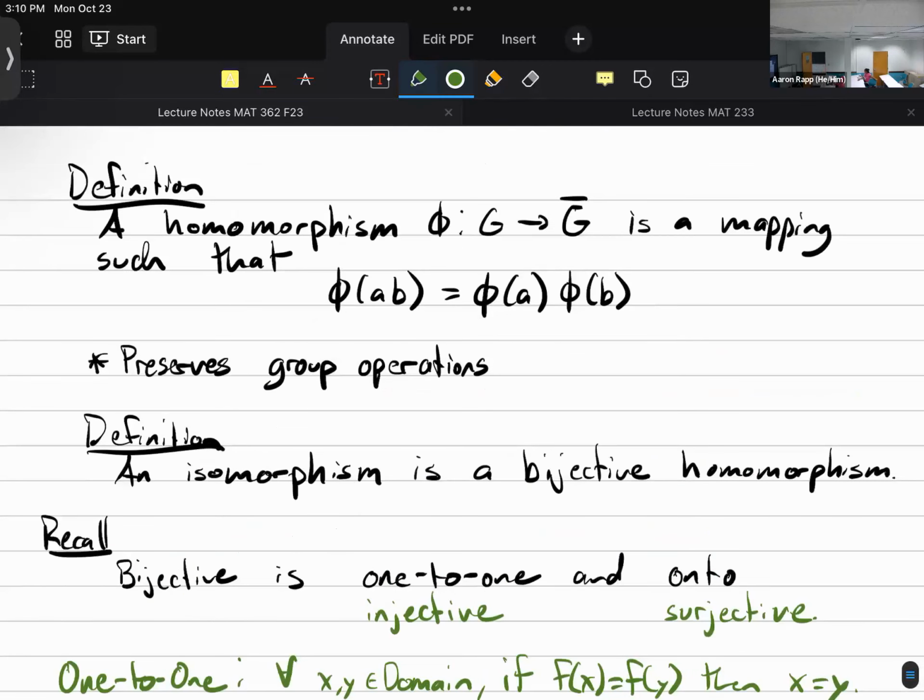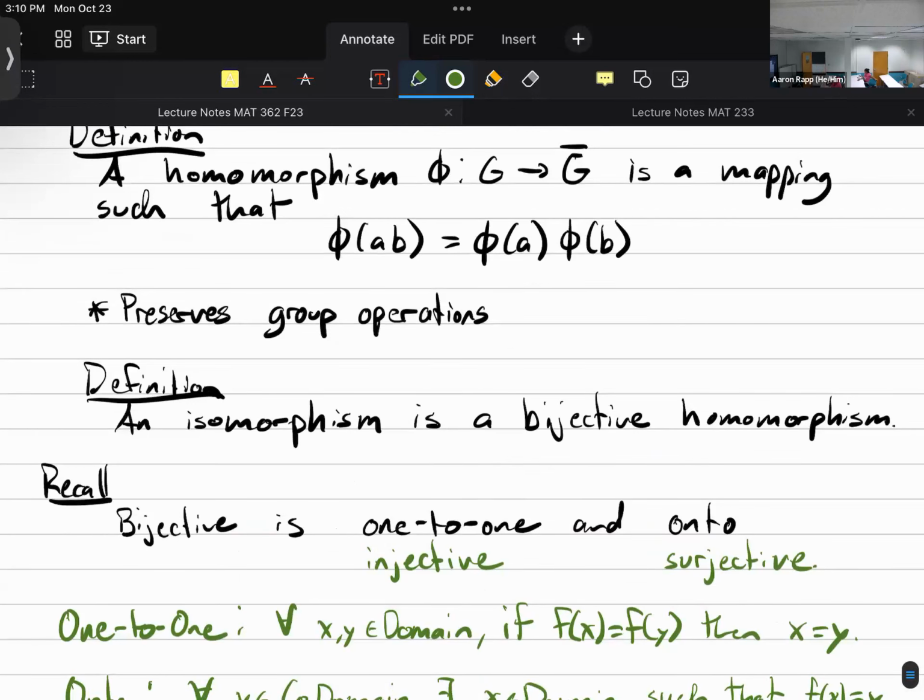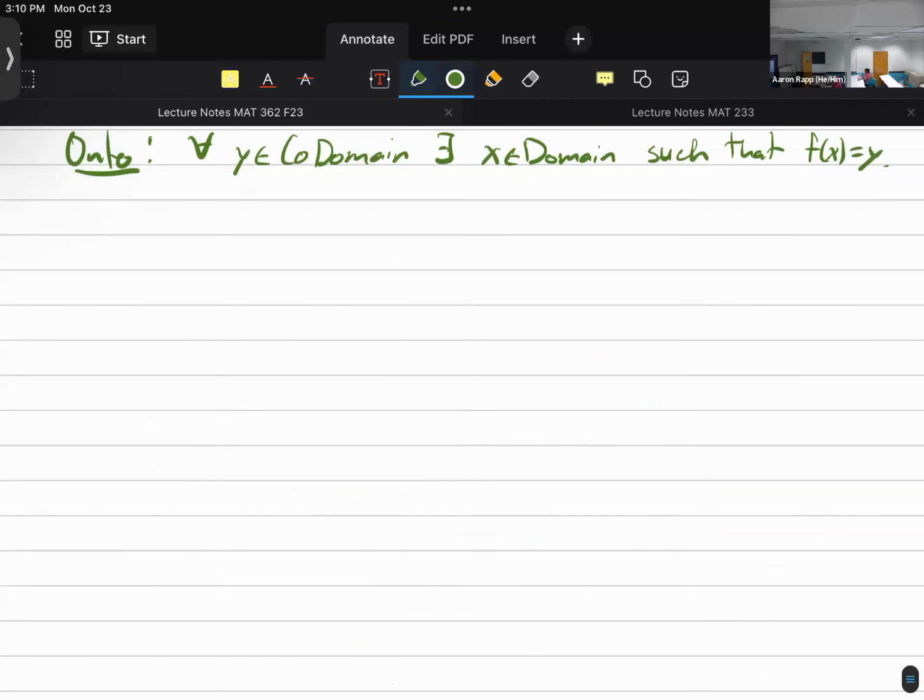So when we're talking about isomorphism, what I need is a bijective function, a function that maps from one group to another group. It has to be one-to-one and onto, or injective and surjective, and it needs to preserve group operations, or satisfy this homomorphism, whichever one you want. And again, where it's talking about the homomorphism part, I like to draw a picture just to make sure it's clear.